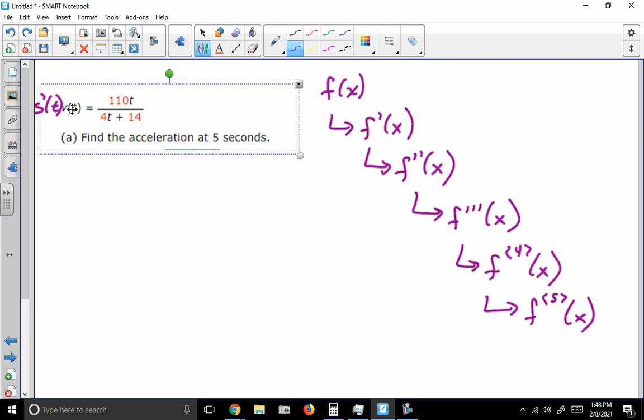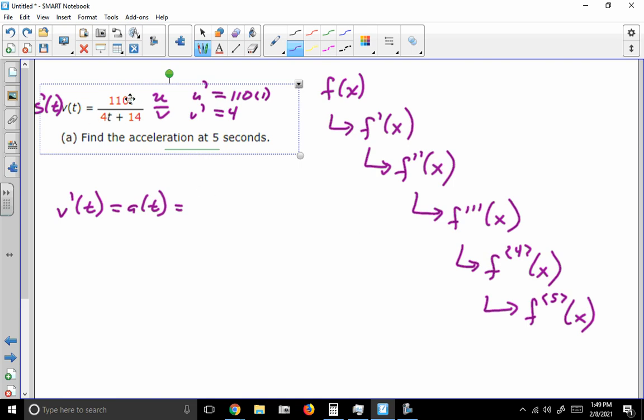So if we want to know how velocity changes, acceleration is just the derivative of the velocity function. In this case, we have a quotient that describes a velocity, so we need to use the quotient rule. So we need u prime. 110 is a coefficient, and the derivative of a variable to the first power is just 1. So that's 110. On bottom, 4 is a coefficient. The derivative of t is still 1. The derivative of a constant by itself is 0. So the derivative of the bottom is 4.